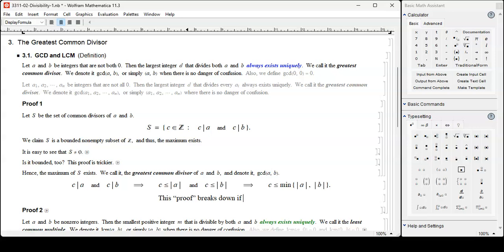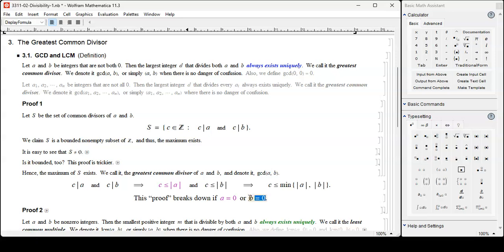Okay, time's up. When does it break down? It breaks down if A is 0 or B is 0. If A is 0, as I'm highlighting in purple, then this may not hold. Every number divides 0, but that doesn't mean that number is less than 0. 100 times 0 is 0, so 100 divides 0, but 100 is not less than 0.